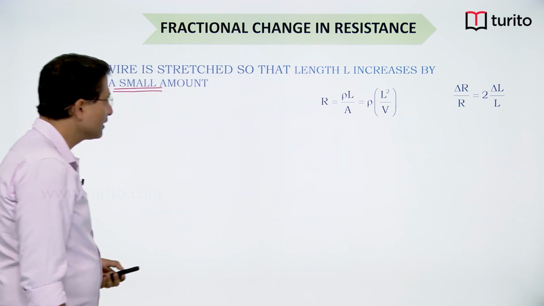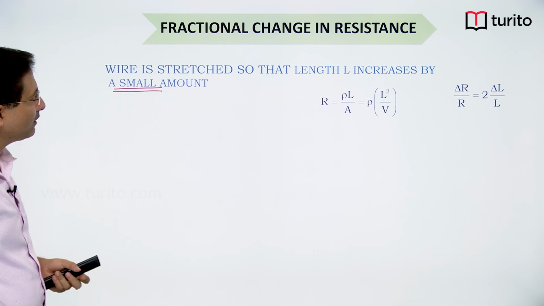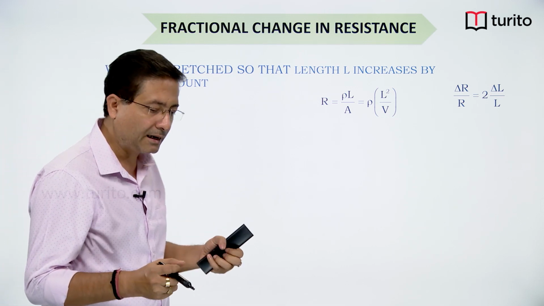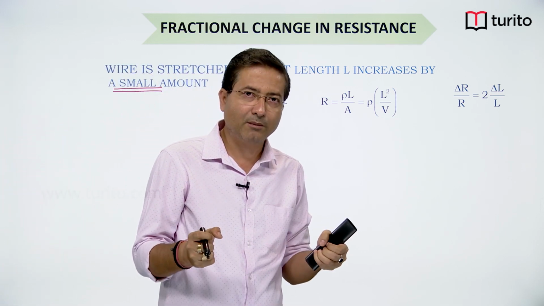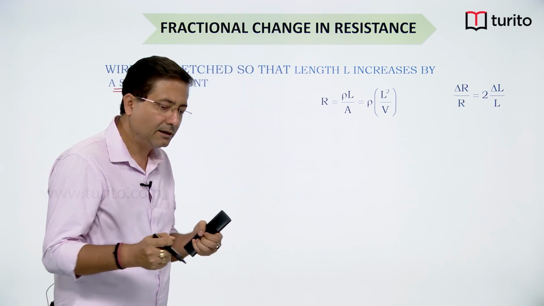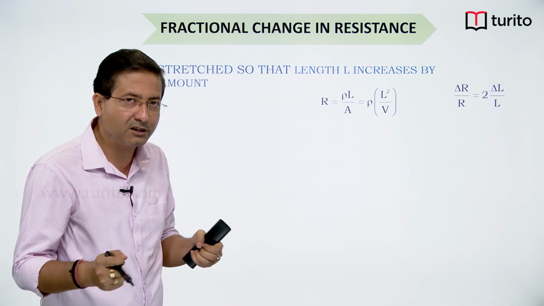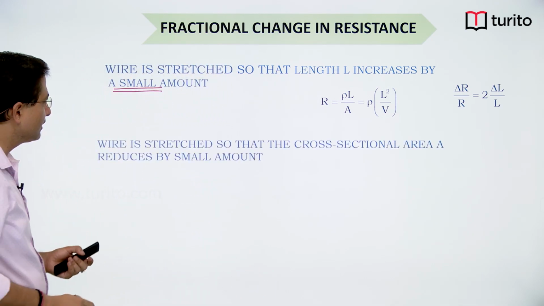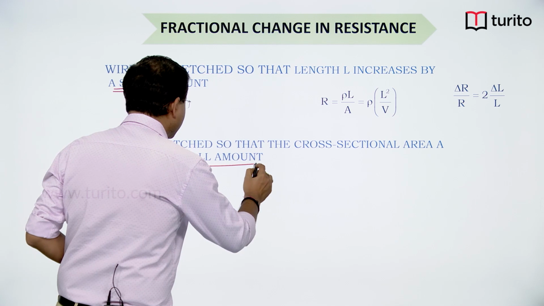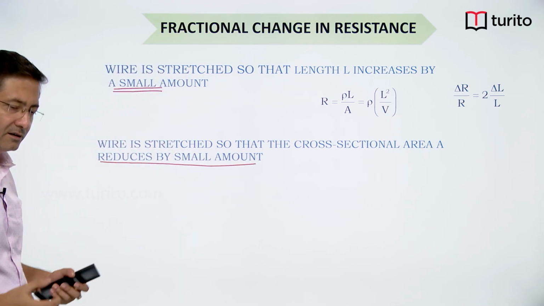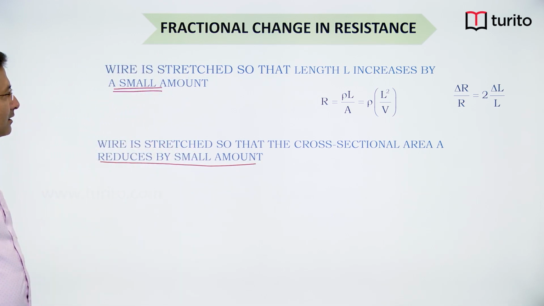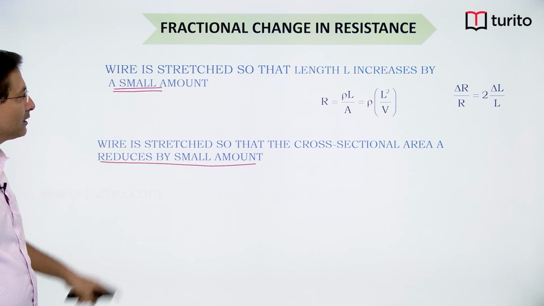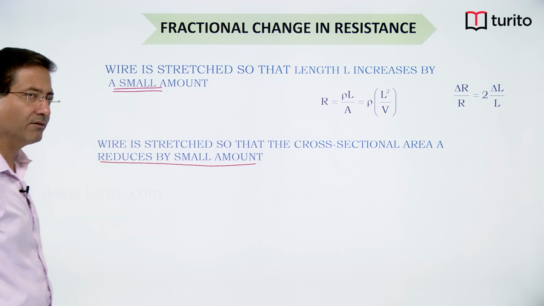Okay. So, in the first case what we have done is, we took a wire and stretched it by a very small amount, and we saw how much the fractional change in the resistance is. Now, what if I change or reduce the area by stretching it, the area will also get reduced, then what would be the fractional change in resistance? So, in the same way I can write.